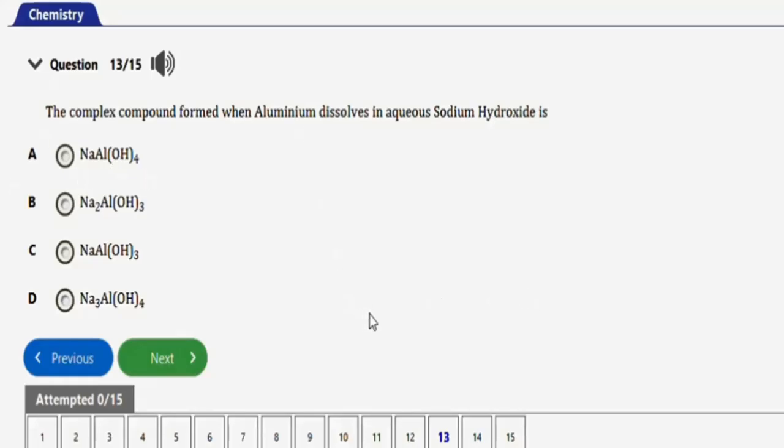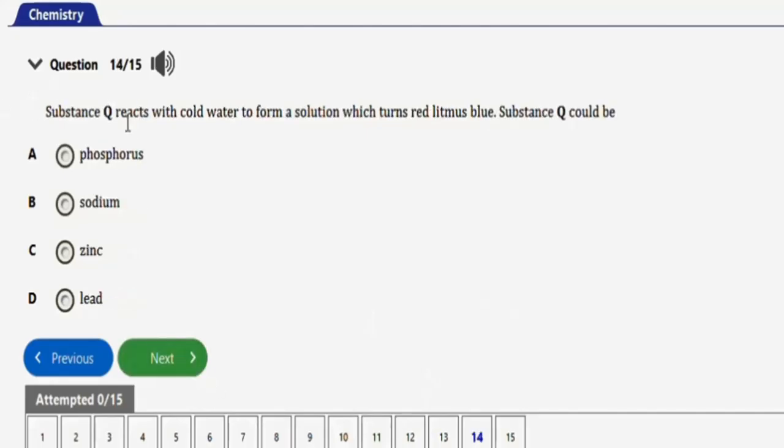Okay, so the next repeated question will be this one. It says substance Q reacts with cold water to form a solution which turns red litmus blue. Substance Q could be, so it has to be sodium. So when sodium reacts with water, we're going to have sodium hydroxide as output and hydrogen gas. So the right option is option B.